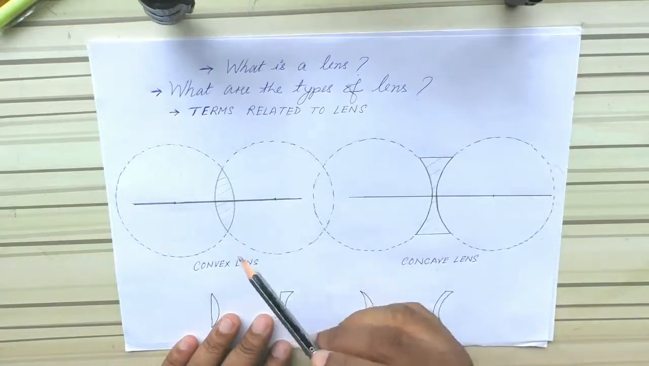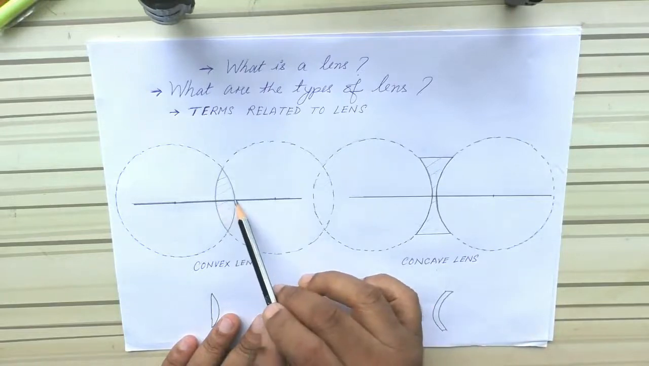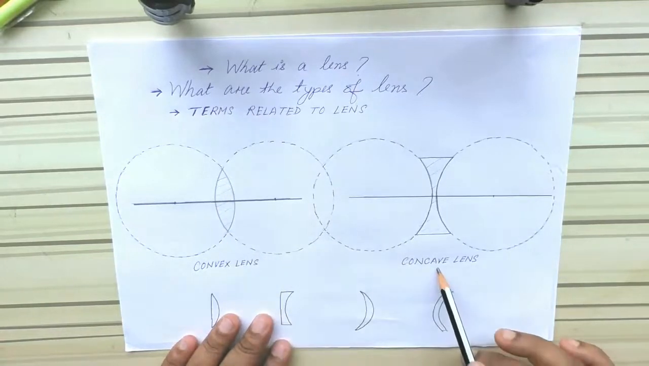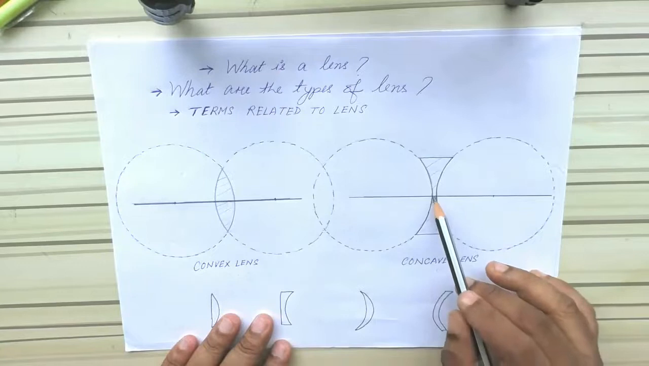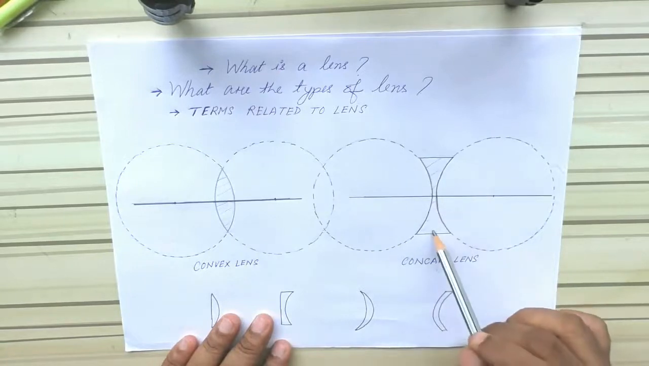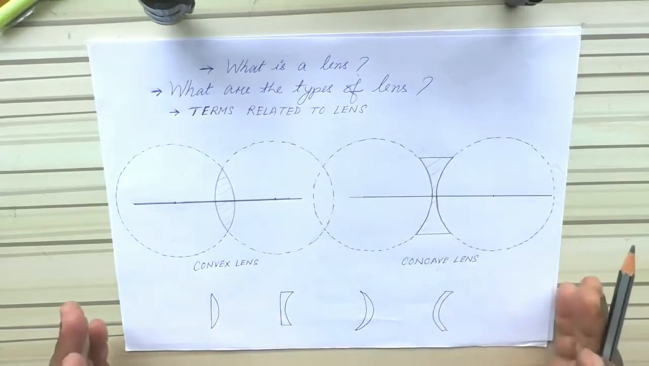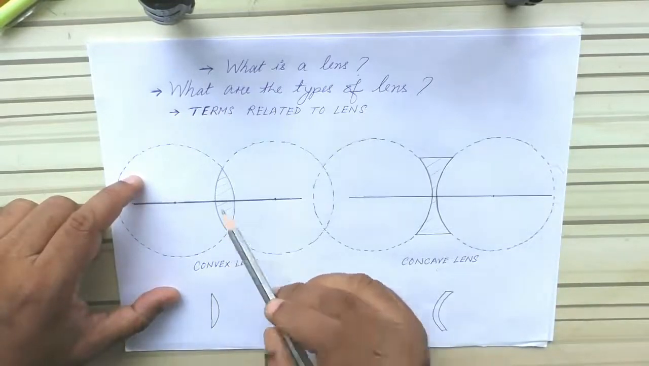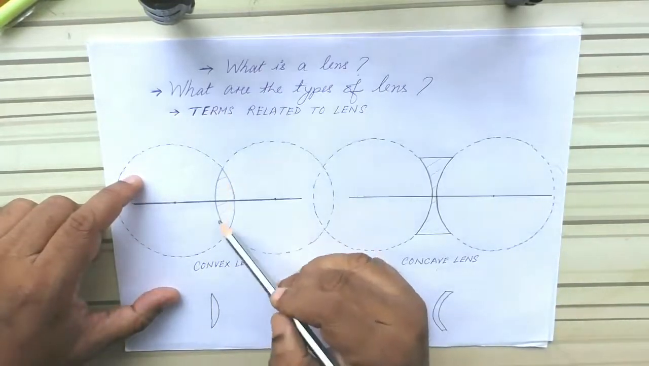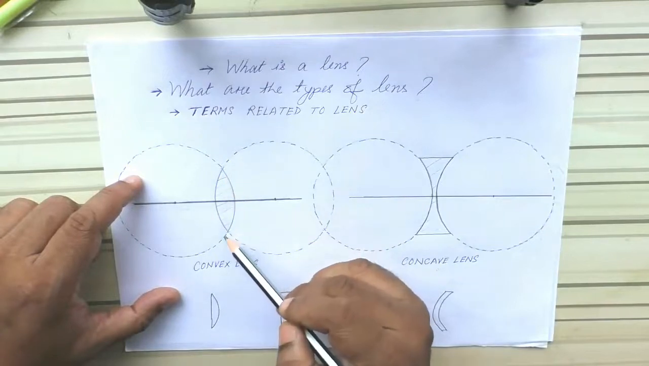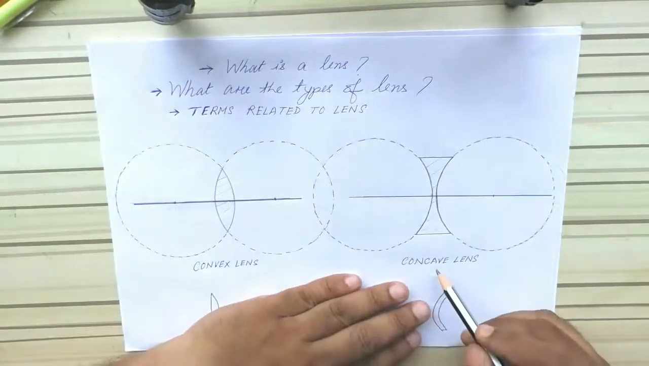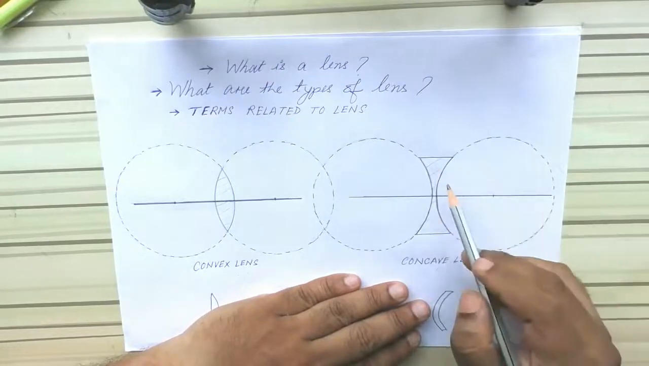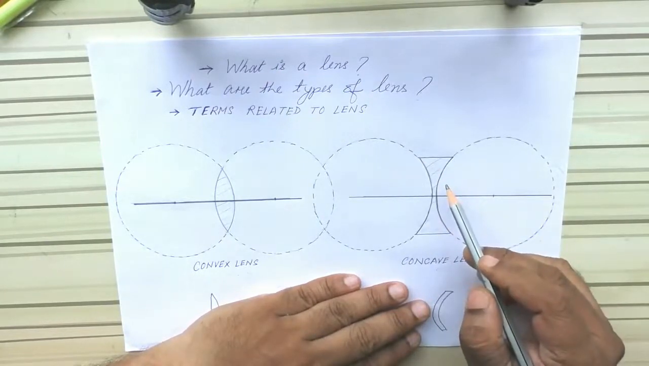Convex lens is a type of lens which is thick in the middle and thin at the edges. Concave lens is a type of lens which is thin in the middle and thick at the edges. So there are two main types of lens. This convex lens is more properly called biconvex lens. Both the surfaces are convex, thereby it is called biconvex. And this one is also called biconcave lens because both the surfaces are concave.